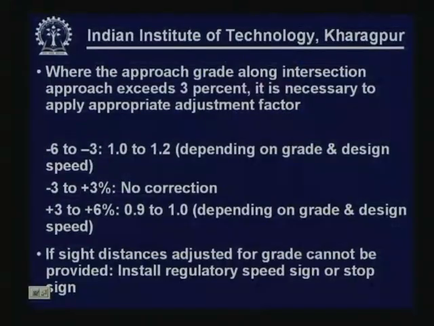Say for minus 6 to minus 3% approach grade, correction factors vary from 1 to 1.2 depending on actual grade and actual design speed. As I indicated, from minus 3 to plus 3, no correction factors is required, and from plus 3 to plus 6 percentage grade, the correction factors recommended are 0.9 to 1. Again, actual value will depend on grade and the design speed. Finally, if side distances adjusted for grade cannot be provided, then one must explore the possibility of installing regulatory speed sign or even stop sign to make the operations of traffic in the intersection area safe.